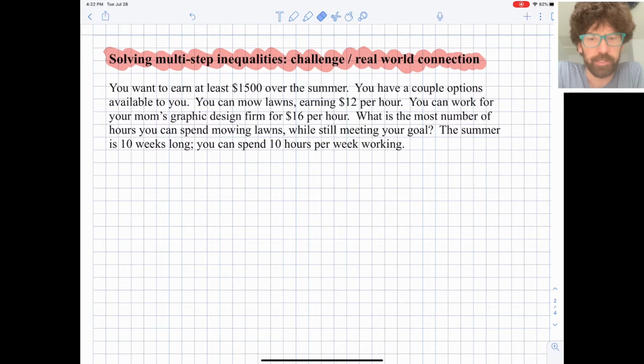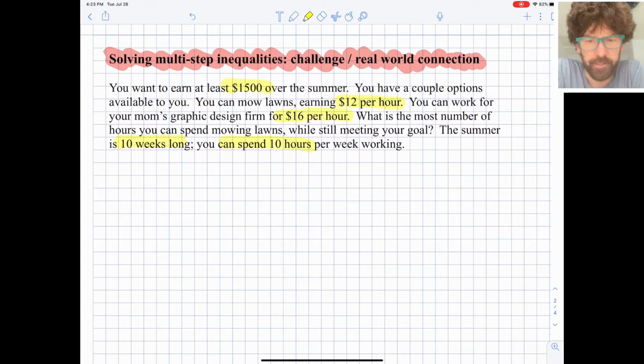All right, this is a challenge and a real-world connection under the topic of solving multi-step inequalities. And this scenario is this: you want to earn at least $1,500 over the summer, and you have a couple options available to you. One option is you can mow lawns, and you earn $12 per hour doing that. Or you could also work for your mom's graphic design firm for a little more money, $16 an hour. So the question is, what is the most number of hours you can spend mowing lawns while still meeting your goal? Okay, the summer is 10 weeks long, and you can spend 10 hours per week working.